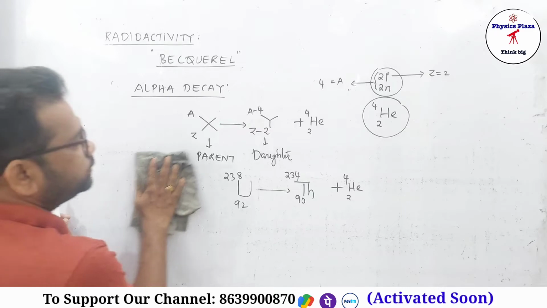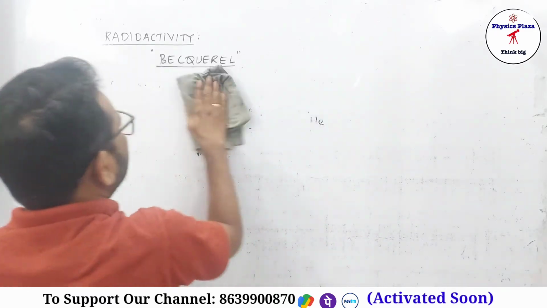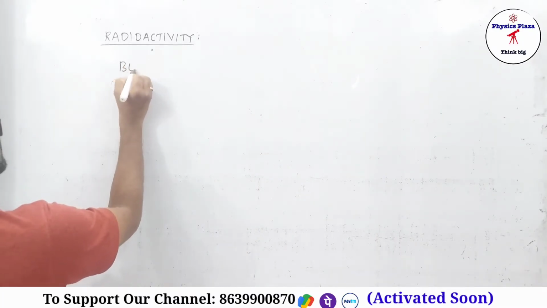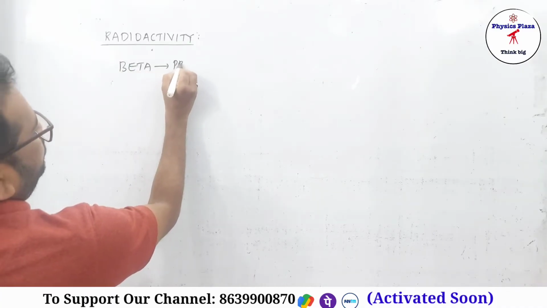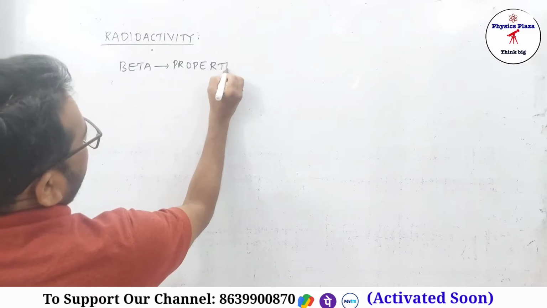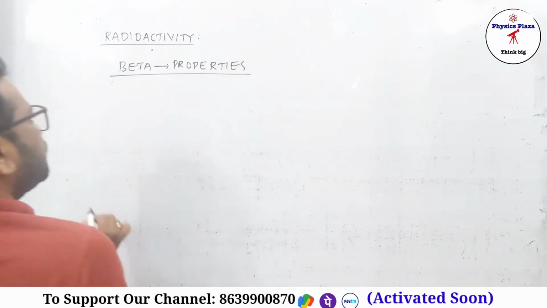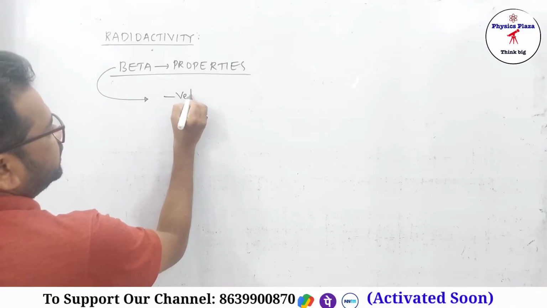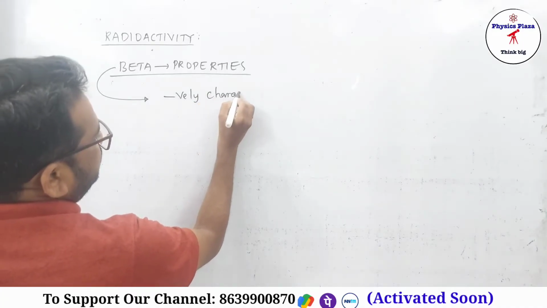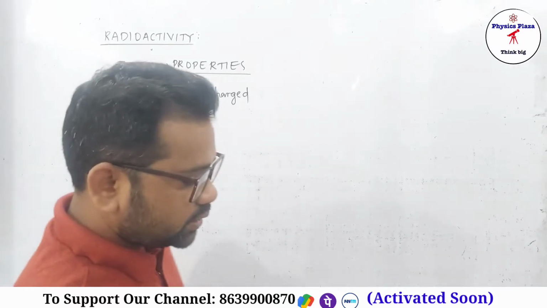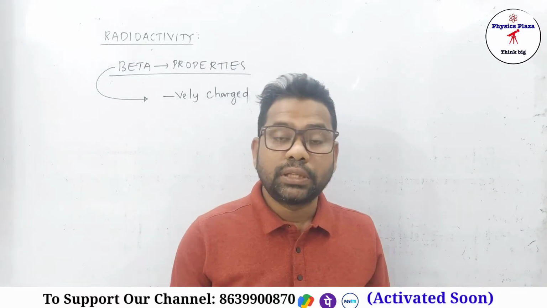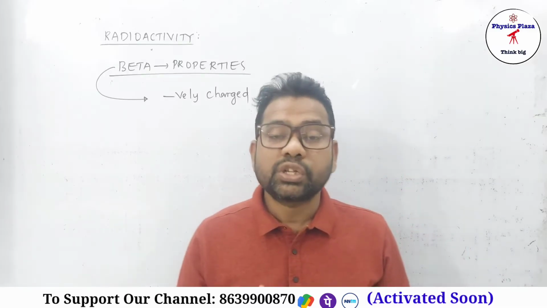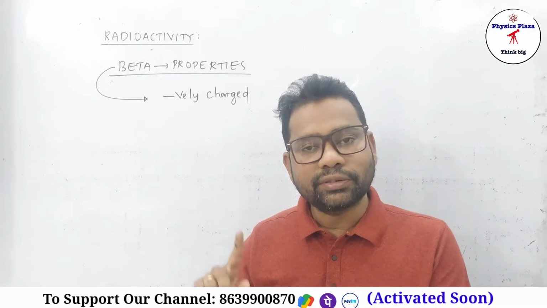Clear? Fine. Now children, let us see the properties of beta particles, and immediately we can also see the beta decay. Children, here beta particles are nothing but electrons, but not electrons, children. I can say these are negatively charged particles. The charge of the beta particle is equal to the charge of the electron. The mass of the beta particle is equal to the mass of the electron. But the difference is that the kinetic energy of the beta particle is very much higher than that of the alpha particles.